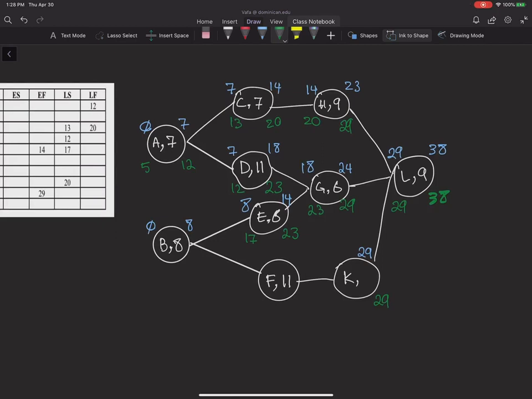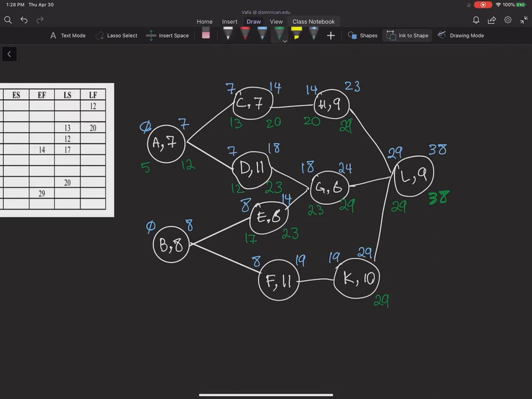Now let's see what is missing here. For activity F, I can infer that the earliest start is 8, okay? Because the early finish of activity B is 8, so it would be transferred here and here, okay? And since the earliest start for F is 8, 8 plus 11 for F gives me 19 for the early finish of this activity. Therefore, the earliest start of activity K would be 19, and then the difference between 19 and 29 gives me the duration of K, which is 10.